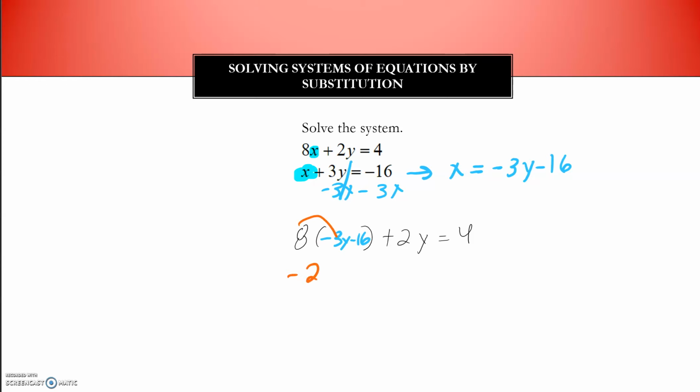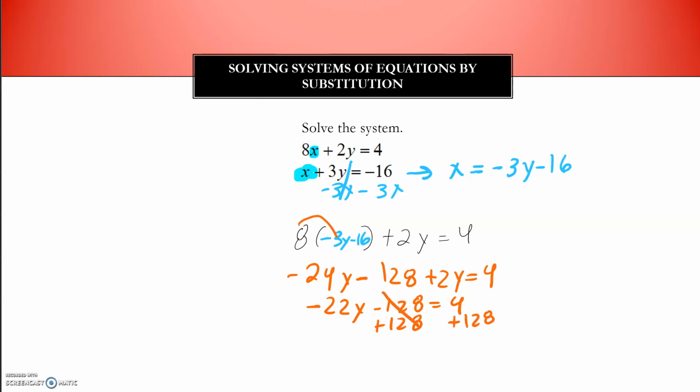8 times negative 3 is negative 24y. 8 times 16, well, that's 80 plus 48, so that's 128, plus 2y equals 4. Okay, and then from there, I'm going to combine like terms. Negative 24 and positive 2 is negative 22y minus 128 equals 4. I'm going to add 128 to each side. So I get negative 22y equals 132. And I'm going to divide both sides by negative 22.